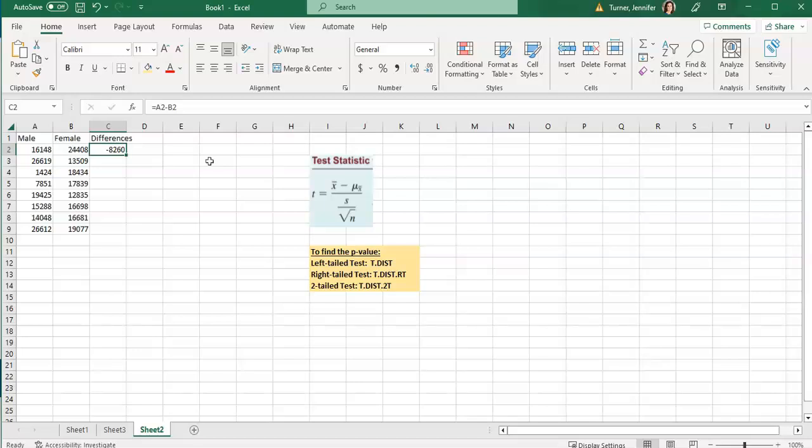I want to do that now for every single pair. To do that, I can just highlight my cursor over this little box in the corner, click it and drag down, and Excel will copy that formula into every single row.